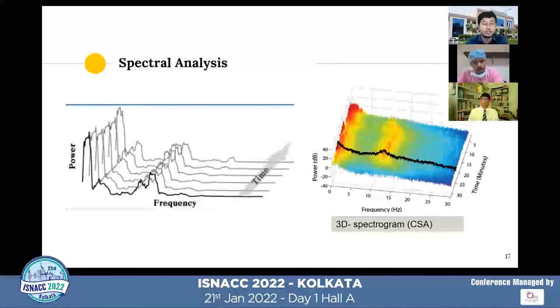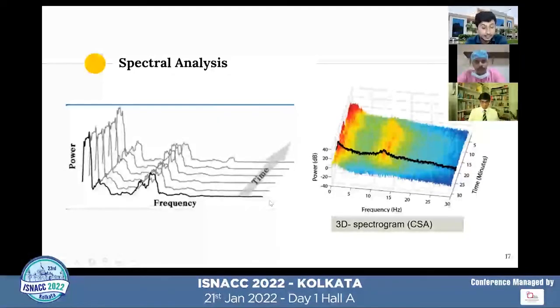What I told previously is spectral analysis for a particular instant, or for 1 second. If we want a continuous analysis of EEG, we have to do spectral analysis at each second, and we need a 3D spectrogram. The x-axis will be frequency, the y-axis will be power, and at each second the frequencies are analyzed, with time plotted on another axis. So a 3D spectrogram is formed, known as the compressed spectral array.